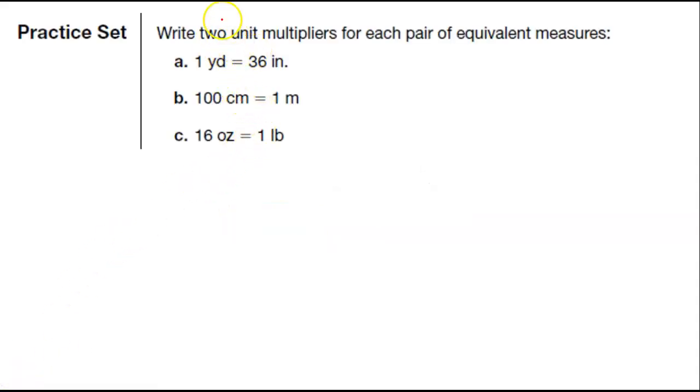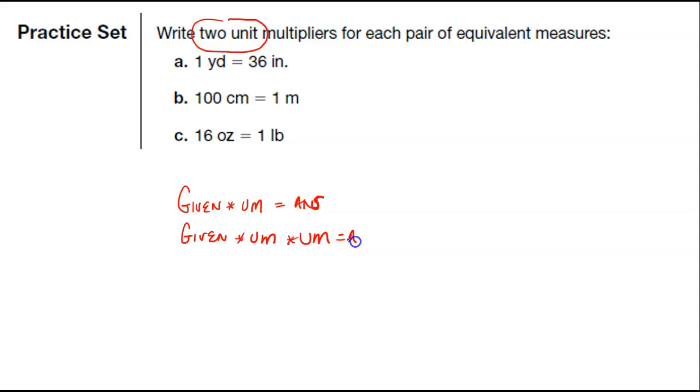All right, so Lesson 50, we're going to be using two unit multipliers. If you remember, I've been writing given times unit multiplier is equal to the answer. And you guys have all been like, what? Mrs. Ross is so easy. I don't need that. Well, now we do. Because now it's given times unit multiplier equals the answer. And before we're done, there's going to be more unit multipliers than that.